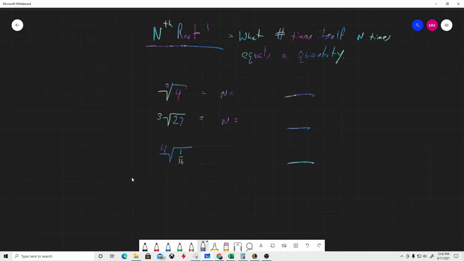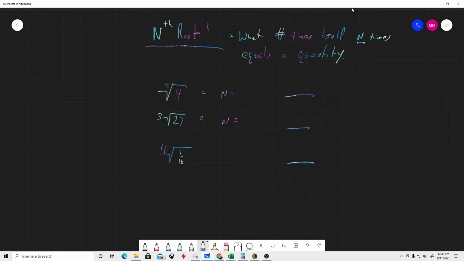Alright, wanted to cover the nth root. This stuff's pretty tricky, pretty advanced math. But basically, and here's the definition. If you can't read it that closely, I'll let you. It says, what number times itself n times equals a quantity, okay? What number times itself n times equals itself.